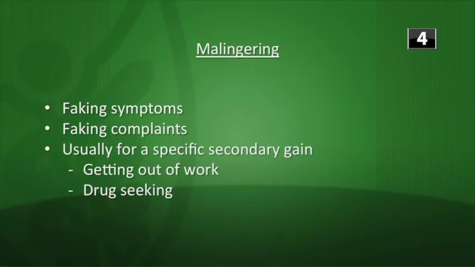Next question. What is the difference between malingering and factitious disorder? Malingering is where the patient is faking symptoms or faking complaints in order to gain something. So there's a secondary gain involved. For example, a person is trying to get out of work, or trying to get out of jury duty, or drug seeking, or just trying to get attention from their family, but there's a specific secondary gain.